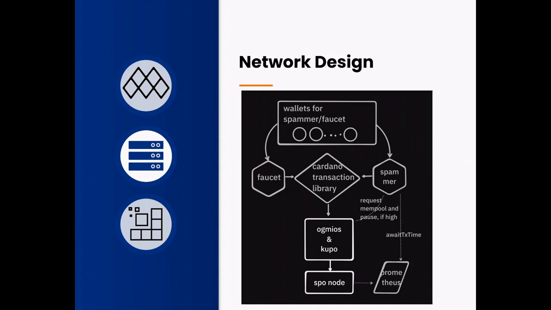Now, if we look at the actual design of the congested testnet, you'll see that it consists of several components. We've got the Cardano node, Ogmios and Kupo. We utilize the Cardano transaction library, which facilitates the actual transaction building using the spammer component, which is the custom component that we built for simulating the congestion. This interfaces with wallets, and there's also a faucet, which you can use to receive test data. And finally, there's Prometheus, which can be used to monitor the network.